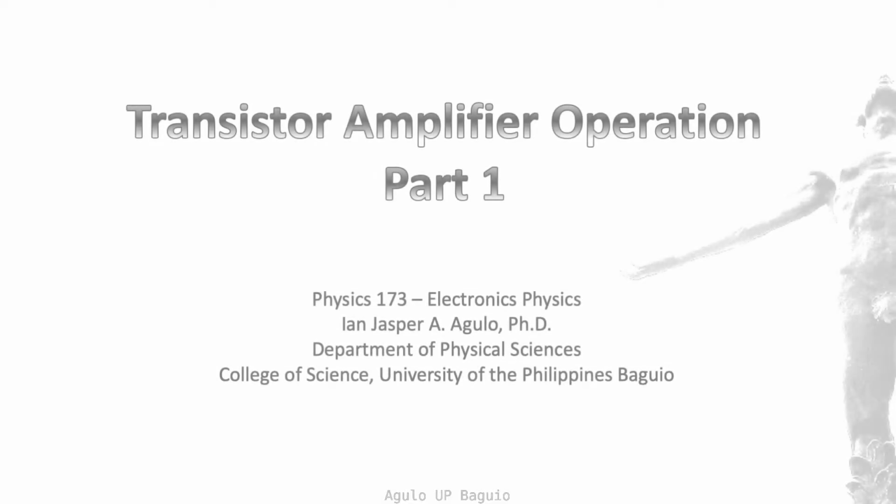In this video, we are now going to take a look specifically at how the transistor is used as an amplifier. This is part 1 of 2 of Transistor Amplifier Operation. We'll first discuss and analyze the operation of one of 3 types of amplifier circuits before moving on to multi-stage amplifiers.